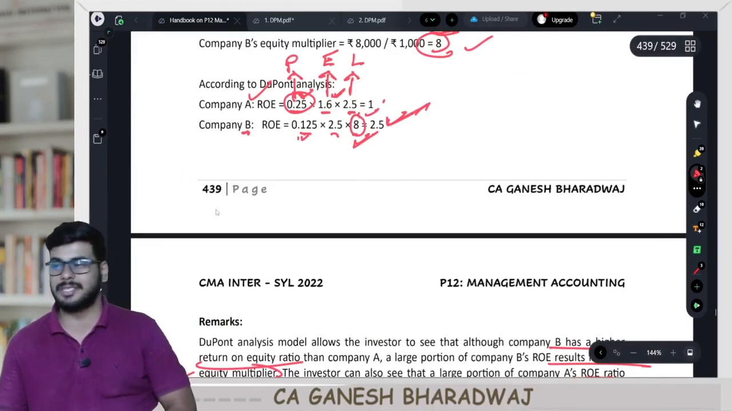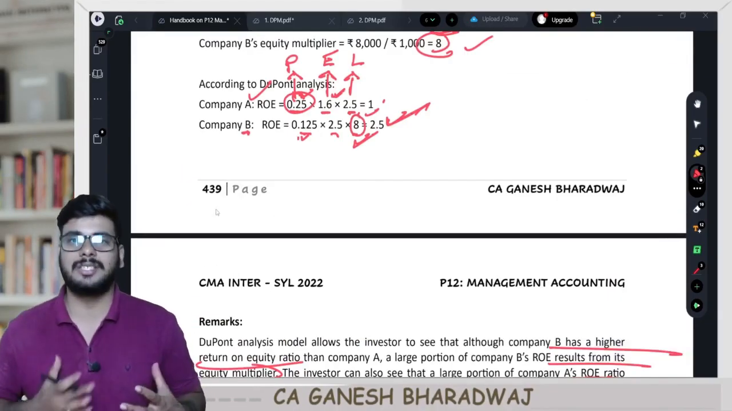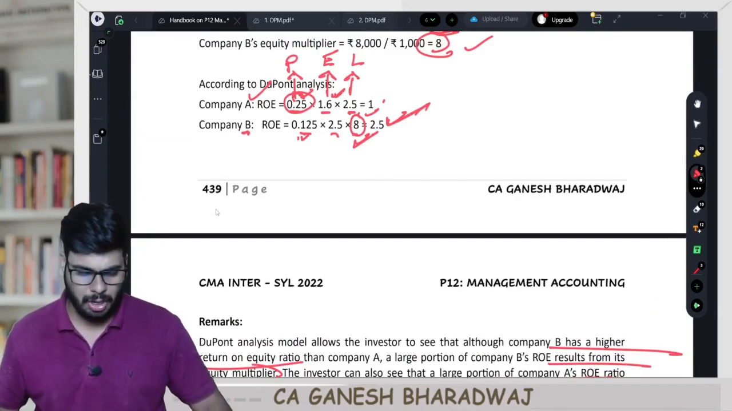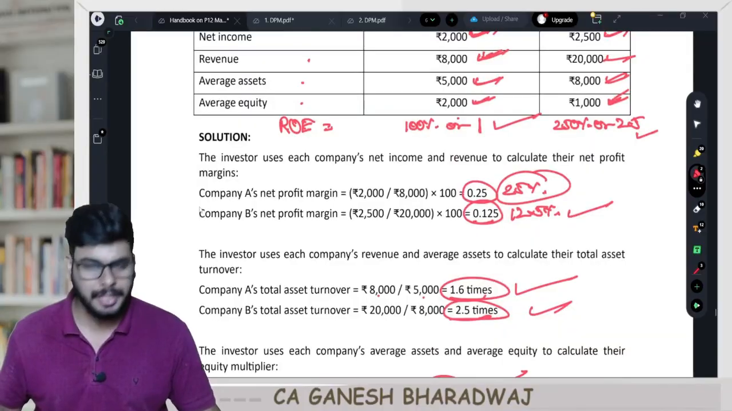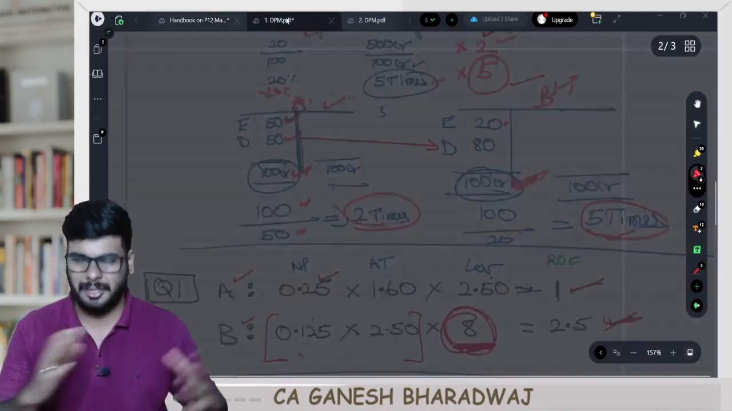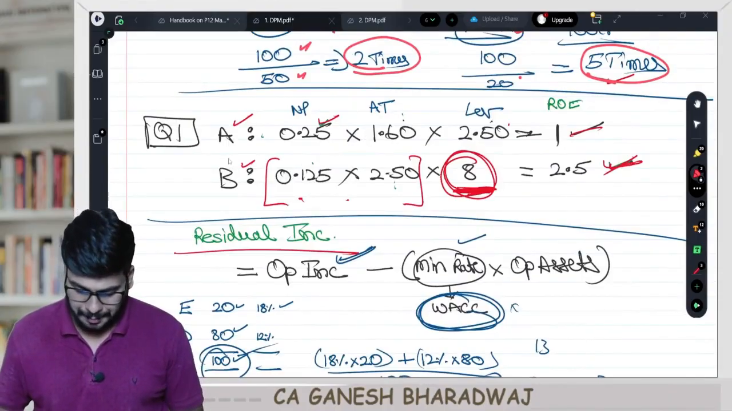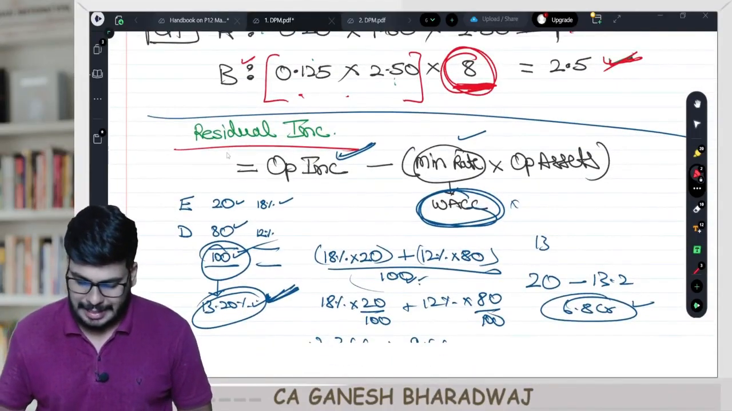Are you clear with this, guys? Are you clear with this? This is the beauty of Dupont analysis. Clear with this, guys? So that's about this concept of Dupont analysis. And with that, we're done with. There's only one question given here with respect to Dupont analysis. The next one is a concept called residual income.